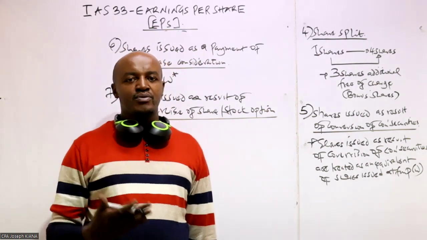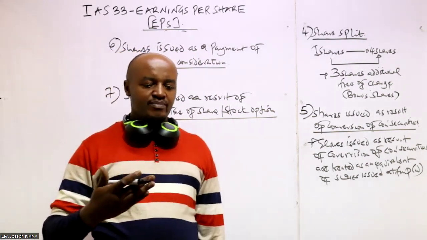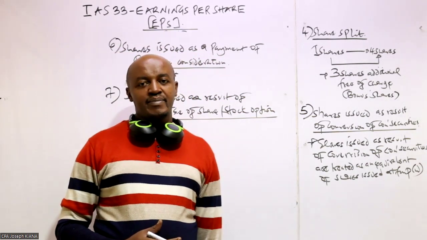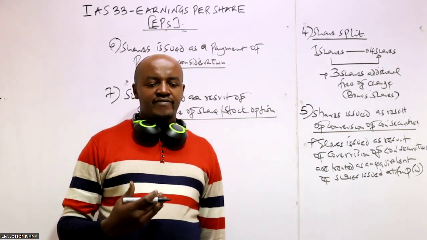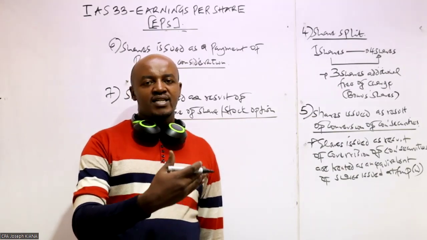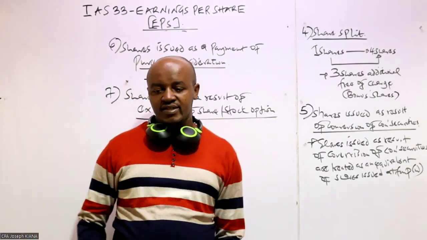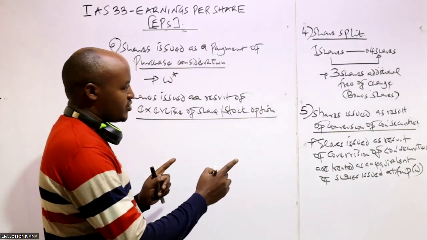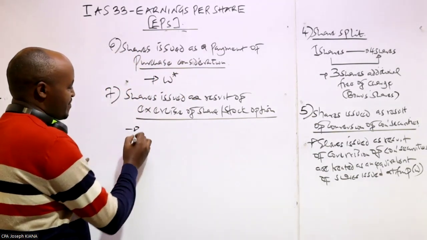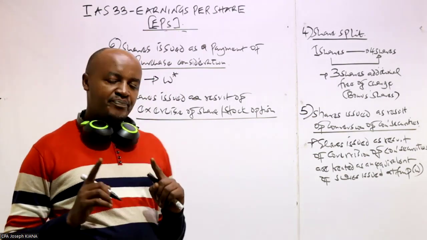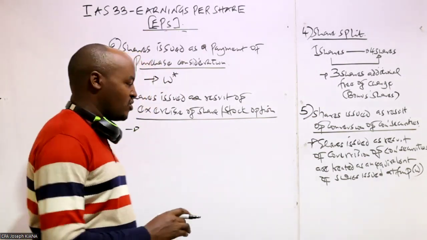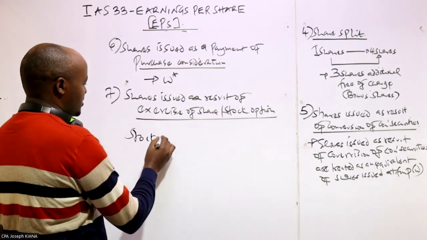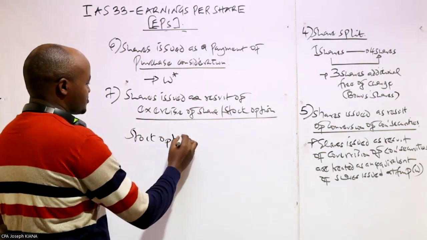For example, as an employee of the company, you can be given a privilege, a right, to buy the shares of the company at a price below the market price if you work with the company for a certain minimum number of years. Once the employees exercise that stock option, they'll be buying the shares of the company at a price below the market price.